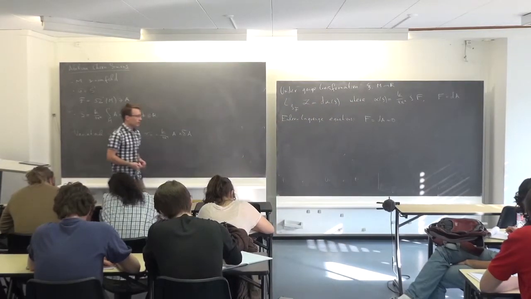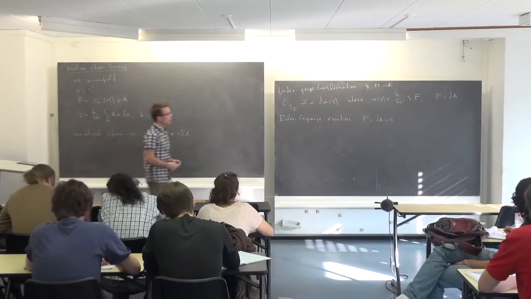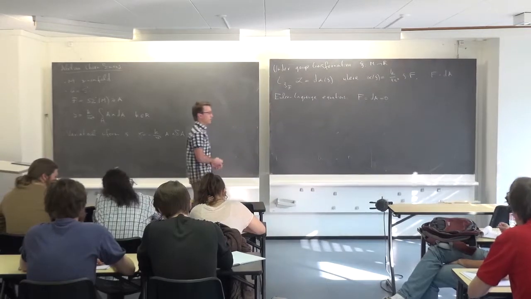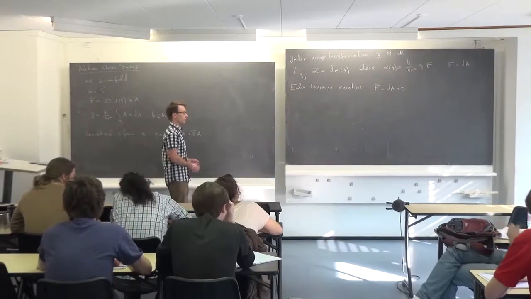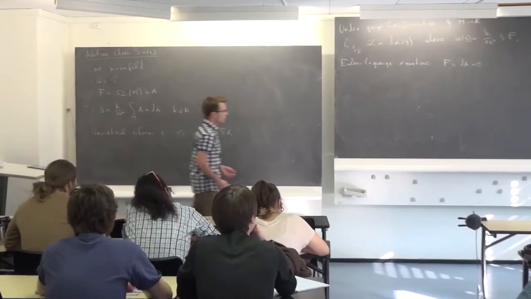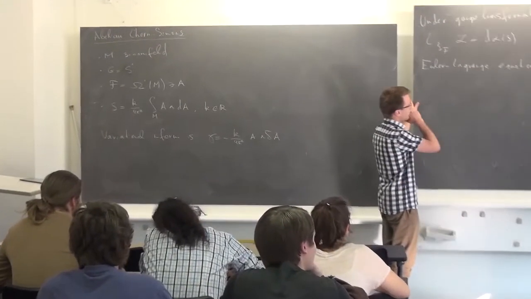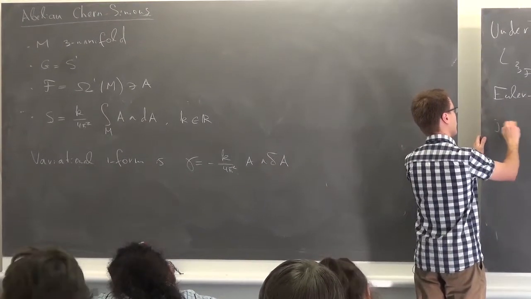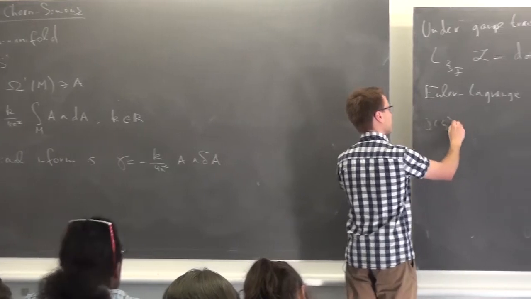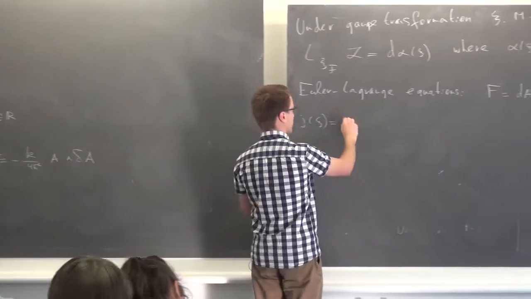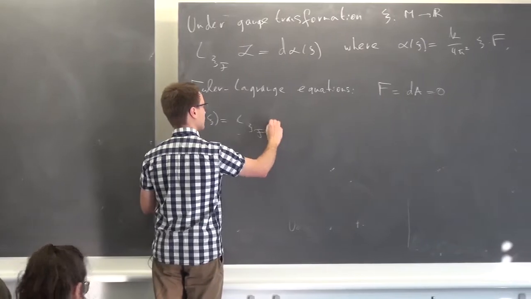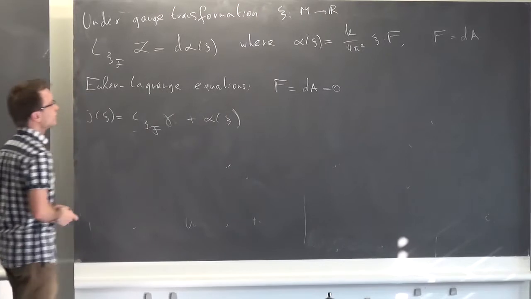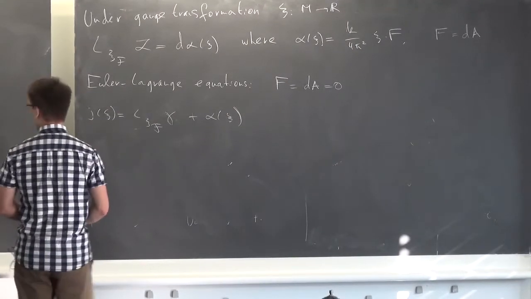Okay, so now let's check that this is indeed a gauge theory. So we have to check that the current associated to gauge transformations is exact, and we have to check that the action is preserved under gauge transformations. So I think I already checked that the action is preserved under the gauge transformations. So let's check that the current is exact. So what's the current? Okay, so this is going to be a contraction into gamma plus alpha. Okay.